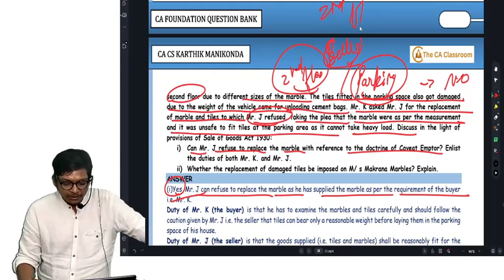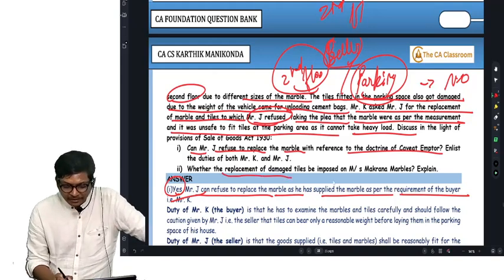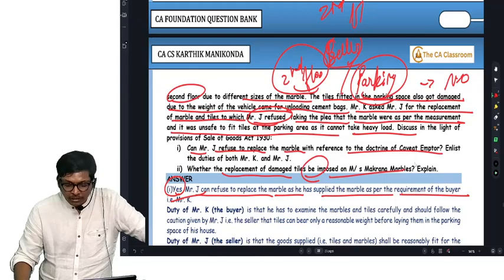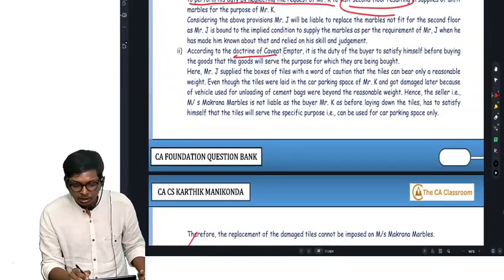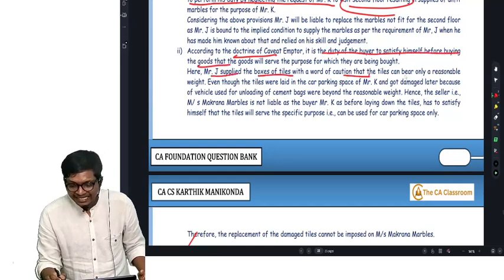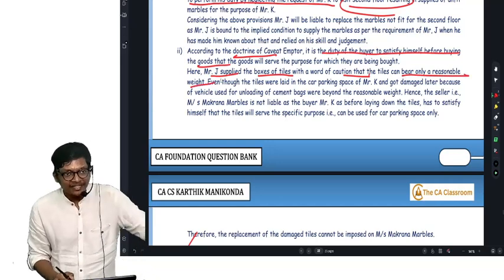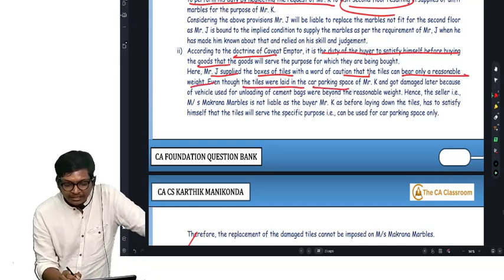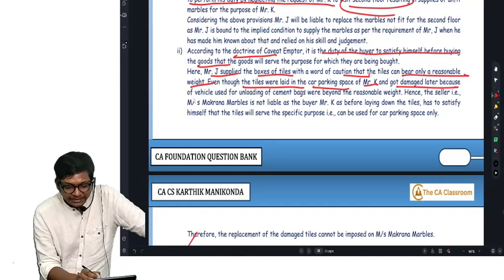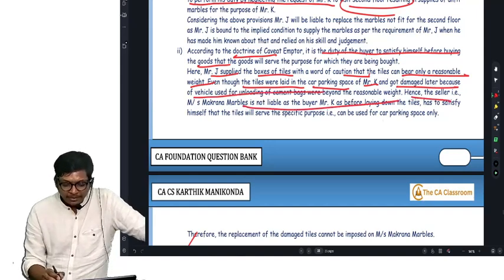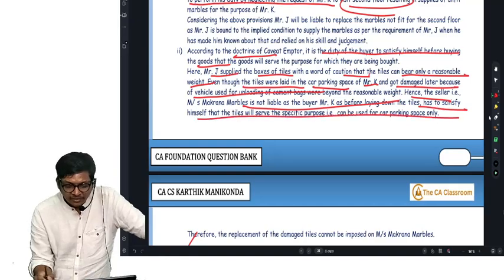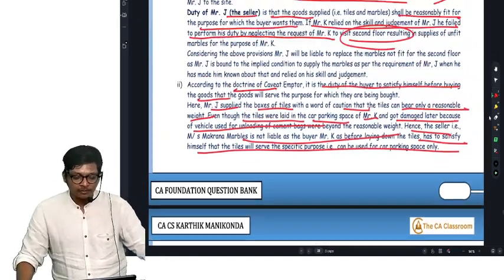Okay, now coming to parking: whether replacement can be done for tiles supplied by Marcana Marbles. This is where parking comes in. Second answer: according to the doctrine of caveat emptor, it is the duty of the buyer to satisfy himself before buying. J supplied the boxes with a word of caution that tiles can bear only a reasonable weight. Even though the tiles were laid in the car parking by K and got damaged later because of the vehicle used for unloading, the seller is not liable because the buyer has to satisfy himself that it suits a specific purpose.